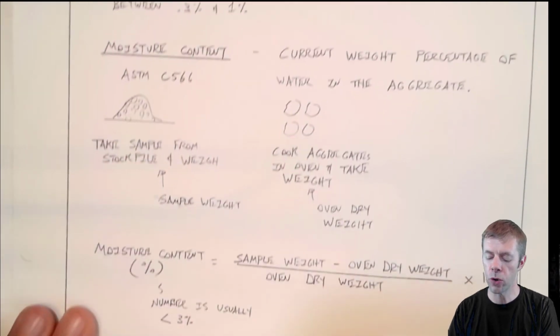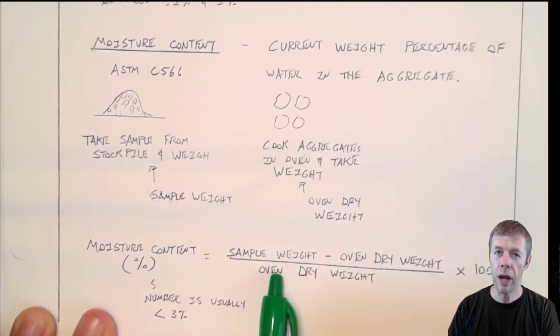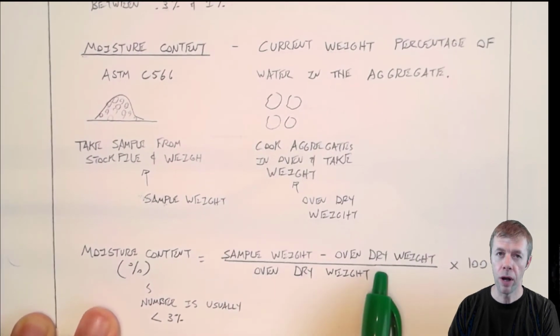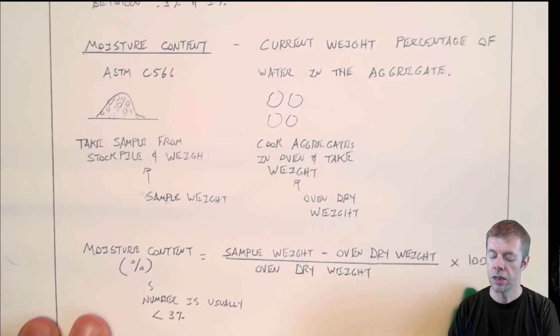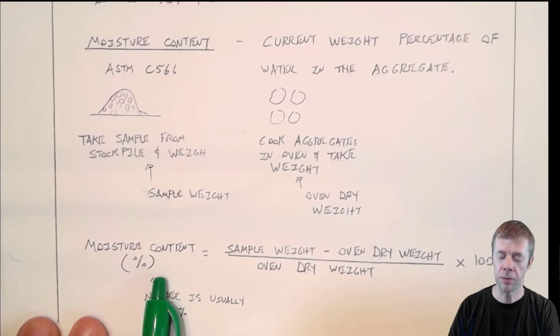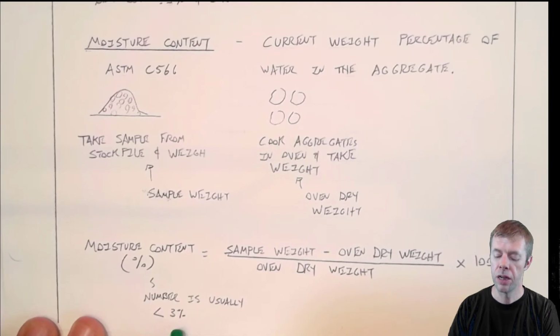You plug in this simple equation. The sample weight minus the oven dry weight, divided by the oven dry weight, multiplied by 100 gives you your moisture content in terms of percent. And this number is usually below 3%. Usually. It can be higher, especially if your aggregate's a higher absorption aggregate. But usually it's less than 3%.